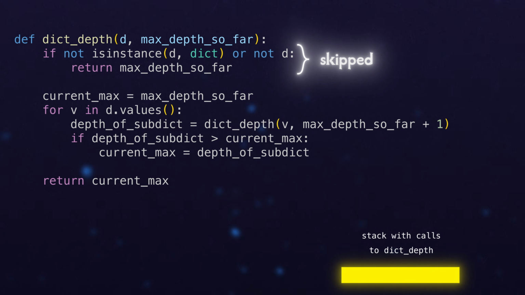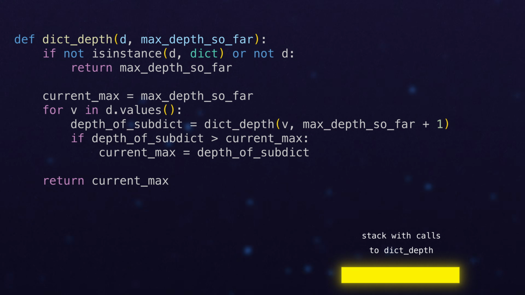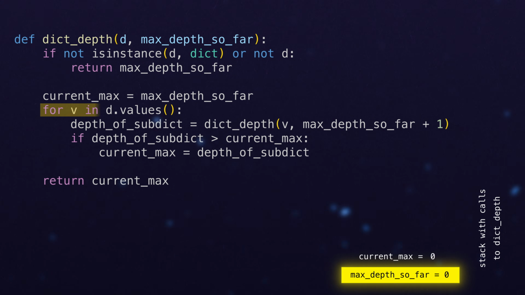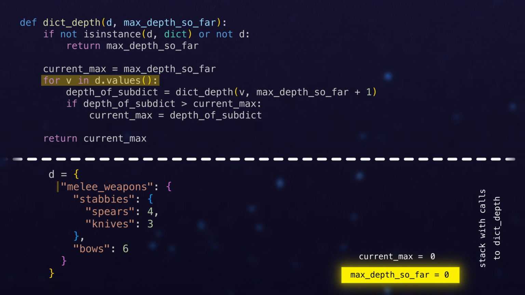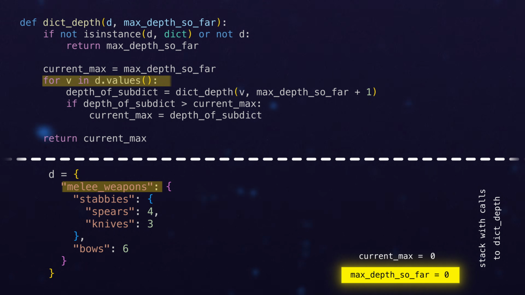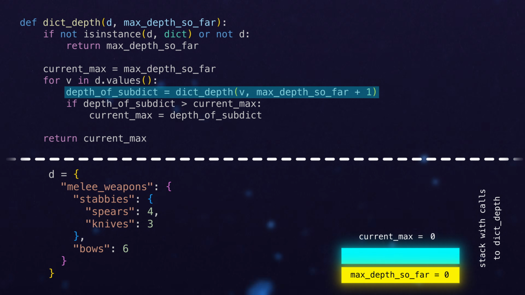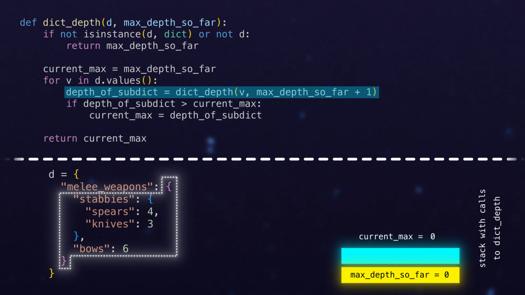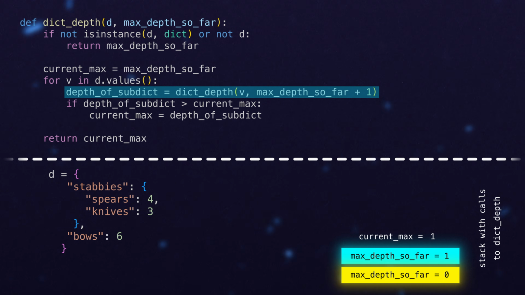So what happens? Well, first, in this initial call to dict_depth, the base case is going to be skipped because we've passed it a valid dictionary. Next, we'll set the current max to the max depth so far, which is 0. And that will be overridden within our loop if we find a recursive call that returns a greater number. Now we iterate over all the key value pairs in the dictionary, which in this case is just the melee weapons key. We enter the recursive call where we pass in the dictionary that corresponds with the melee weapons key, that subdictionary. We also increment the max depth so far to 1.